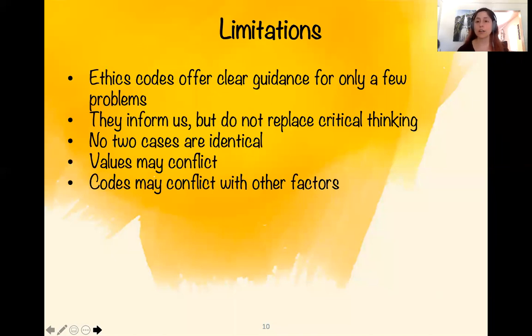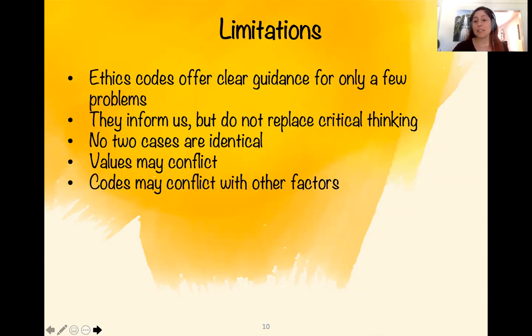Limitations. Just as the codes share common themes, they also share some important limitations that we need to keep in mind. First off, ethics codes offer unmistakably clear guidance for only a really small fraction of problems. They inform us, but ultimately they don't replace our critical thinking, our clinical judgment, and our knowledge of our clients. So they are not an end-all for ethical dilemmas, which you've heard me say multiple times. Ethics codes tend to be reactive rather than proactive, like what do you do in response to this problem, as opposed to what can you do to benefit your client from the get-go or to prevent the problem from happening. So that's an important limitation. They're much more reactive than proactive.